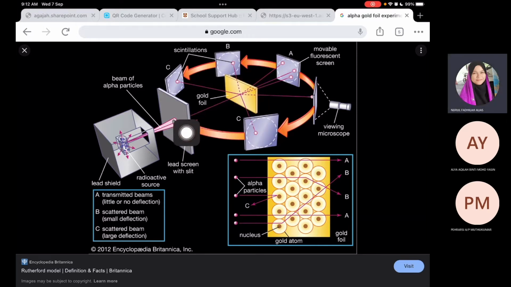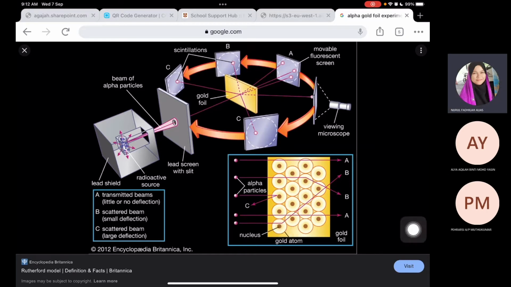Okay, and then tengok apa yang berlaku. Ada deflections apa semua. Right. Tengok, so this is the gold atom. Ni gold foil tu dalam dia ada atoms. What atoms? Atoms gold lah. Gold atom. Boleh imagine? So this is a solid. Jadi solid dia ada ni arrange like this kan.